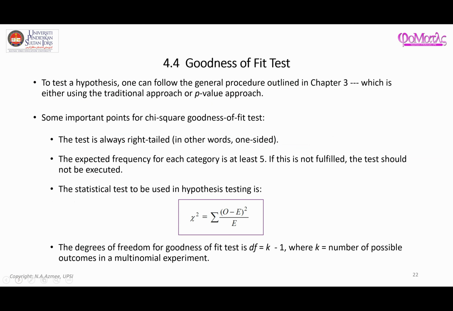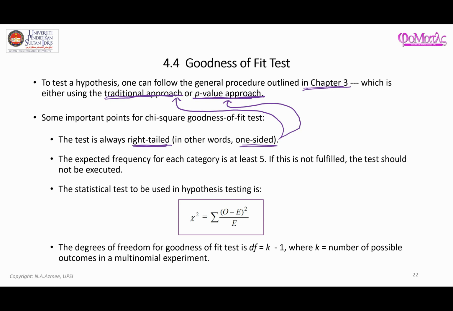Now, to test the hypothesis, you can follow the general procedure outlined in Chapter 3 and Chapter 2, which is hypothesis testing. Okay, and it is either using the traditional approach or p-value approach. Why are we using the traditional approach or p-value approach? This is because the test is always right tail. So this is a one-sided test. So when you have a one-sided test, you can only use either p-value or traditional approach. You cannot use the confidence interval approach.